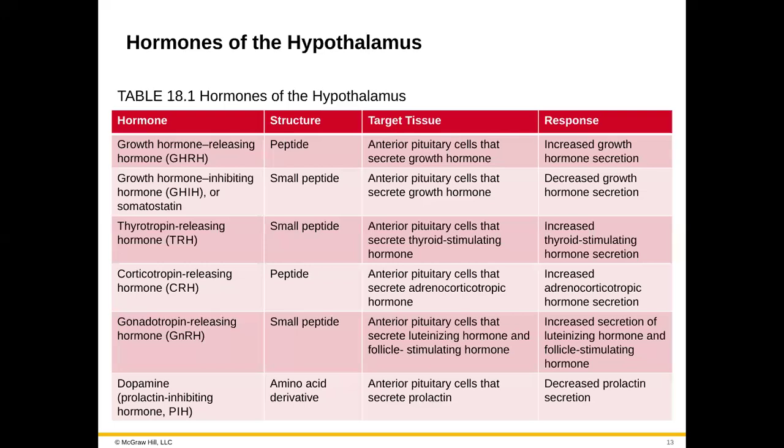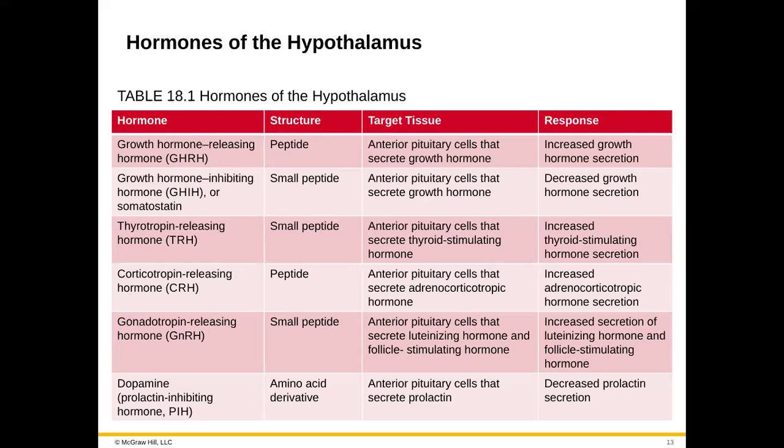So we have growth hormone releasing hormone. This is a peptide hormone. Target tissue is going to be the anterior pituitary cells, specifically that secrete growth hormone. And what this does is increase growth hormone secretion, for these growth hormone releasing hormones, so GHRH. Growth hormone inhibiting hormone, also known as somatostatin. This is a small peptide hormone. The target tissue is going to be the anterior pituitary cells that secrete the growth hormone. And what this is going to do is decrease growth hormone secretion into the bloodstream.